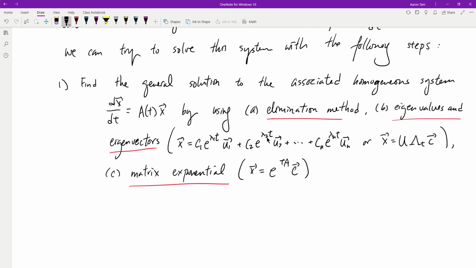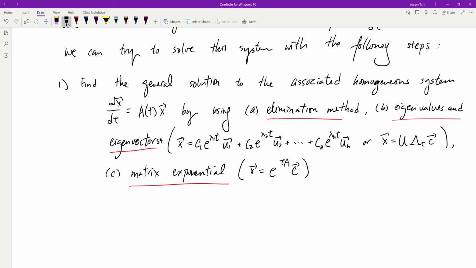Nice thing about eigenvalue, eigenvector, and matrix exponential is that they both can work with higher dimension. You probably would use some kind of calculating device to help you figure out the eigenvalue, eigenvector, and do matrix multiplication. Elimination method, you really can't do anything like that. You're going to have to go through the process algebraically. So it does have the advantage of using eigenvalue, eigenvector: you can use a calculating device to help you out.